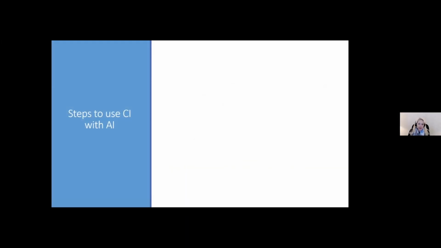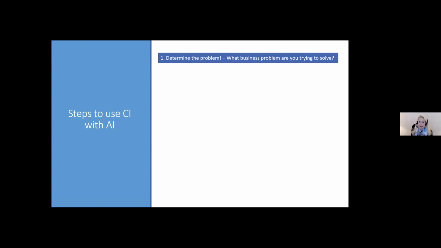So, steps to use CI with AI. These are very high-level steps that I do use with my clients. When I'm coaching, I coach them along, because this really comes back down to some basics when we start trying to figure things out: determine what the problem is. What business problem are you really trying to solve?